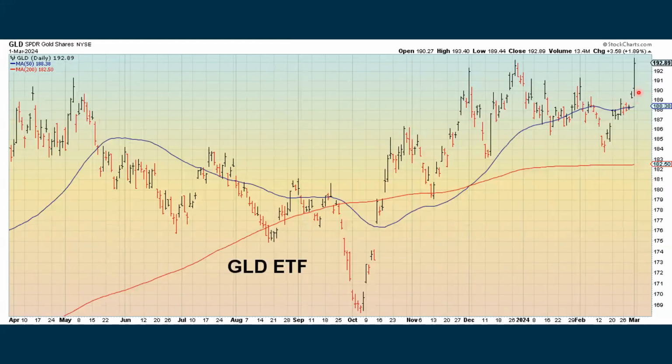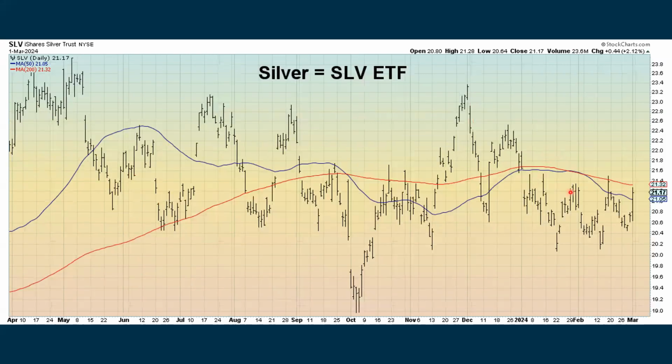Here's gold, which is still having a difficult time really breaking out, but it's in a longer term uptrend. And this is just looking at the gold ETF. Silver continues to be in a downtrend, which is kind of strange. You would think gold and silver would be more in tandem with each other, but silver hasn't been performing all that well lately.